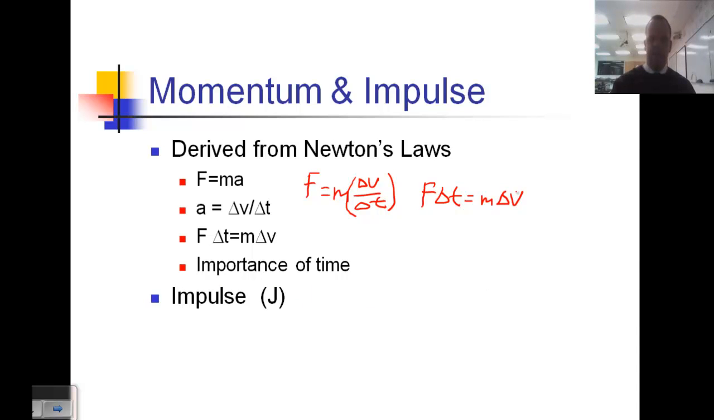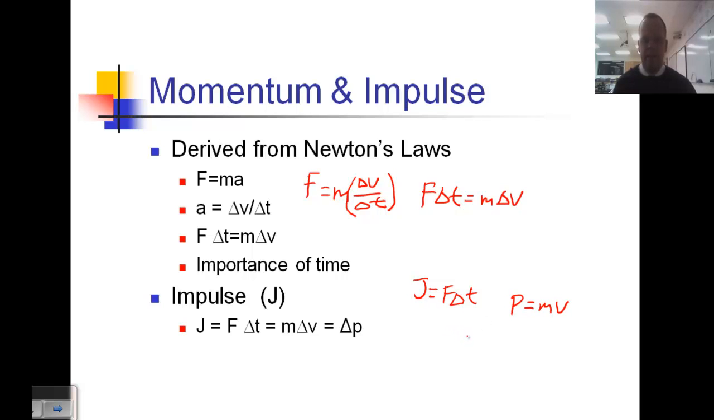Impulse is one piece of this. Impulse is the force times change in time. It can also be equal to mass times change in velocity, or change in momentum. So you can break this equation down a lot of different ways. Impulse equals force times change in time. We know momentum equals mass times velocity. So the change in momentum is the mass, which isn't going to change, times the change in velocity. So we can set any of these things equal to each other. Force times change in time can be equal to change in momentum, or mass times change in velocity, or J. It all comes together.